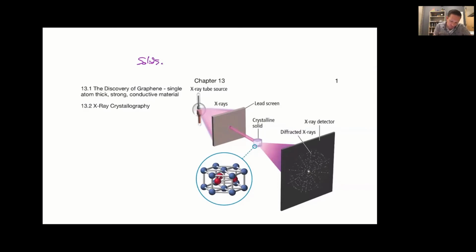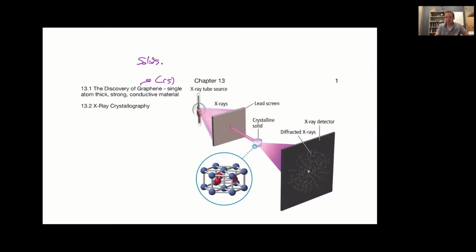The first section, of course, is just that interesting section. They're talking about graphene and how they discovered graphene. Graphene is one of the things that's in graphite. It's a single atom thick. So graphene's all carbon. So carbon is really interesting. That's why there's a whole year of OChem for it.